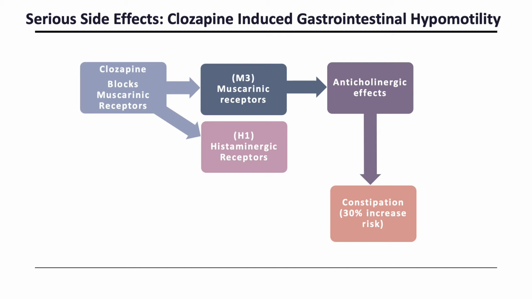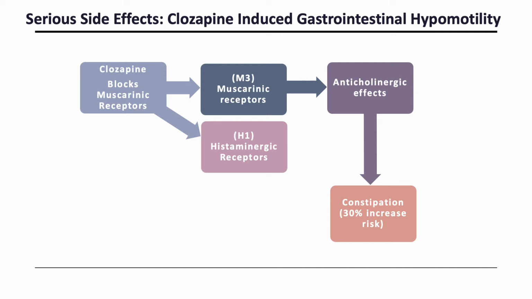The mechanism of action is not completely understood, but it is thought to be a combination of the drug's anticholinergic and antihistaminergic properties. Additionally, clozapine-induced sedation can result in a sedentary lifestyle, which in itself is a risk factor of constipation.